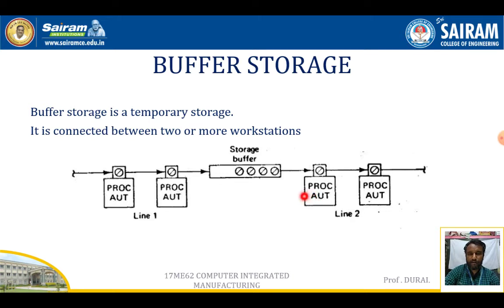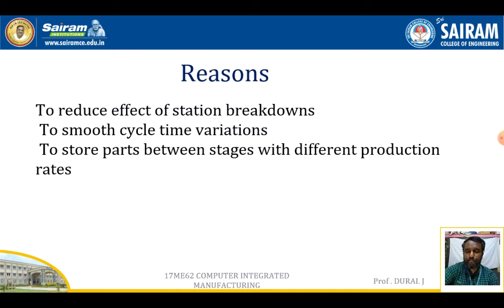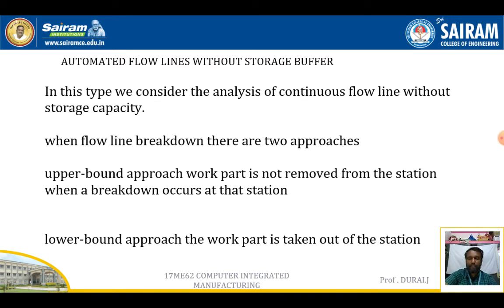And also the variation of cycle time. Here the cycle time is less and here the cycle time will be more, so the larger number of components produced over here can be stored temporarily in the buffer storage. It also stores parts between stages with different production rates. If the production rate is higher, the parts can also be stored in the buffer storage.